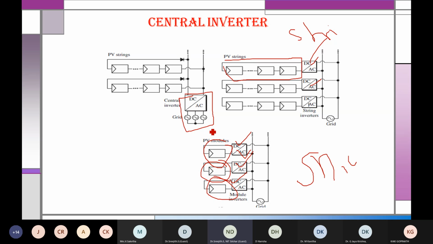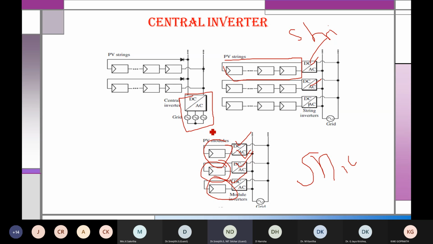The capacity is very high. The advantage of this one is that you don't need much cabling. You need only one inverter, so the control is very easy. It is cost effective, because otherwise we need n number of inverters, and here only one inverter is needed. But the problem is that if the inverter fails, then the entire system will go off, because you have only one inverter for the entire solar array.